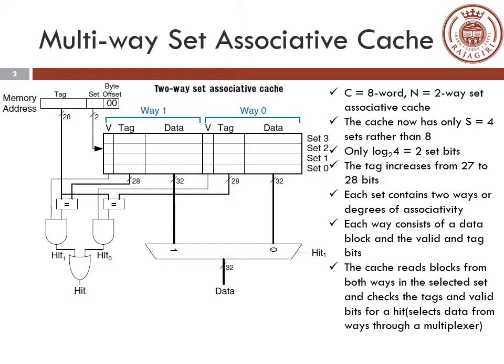And you can see that in order to take the data, you have a multiplexer, and this multiplexer has the control signal hit 1, which means that if the data is present in way 1, hit 1 will definitely be 1. So hit 1 is 1, and in that case the multiplexer input 1 will be active, so from way 1 you take the data. Otherwise, if the data is present in way 0, this hit 1 control signal value will be 0, so the data will be taken from way 0.